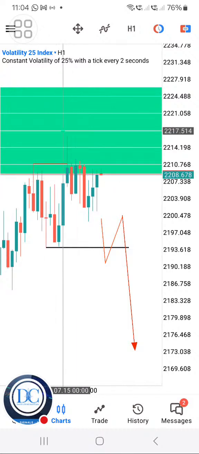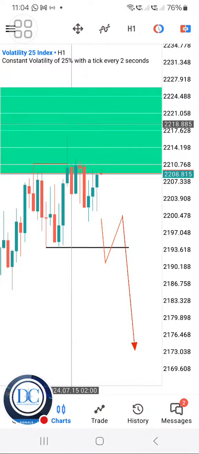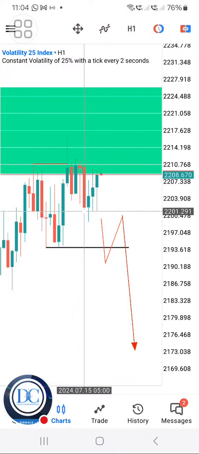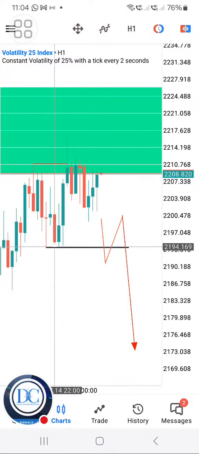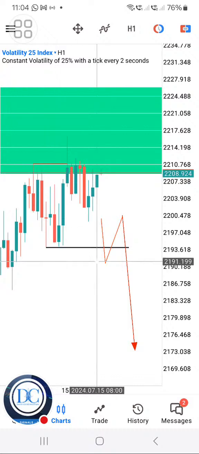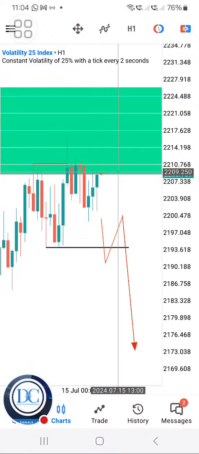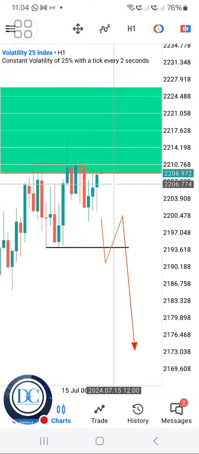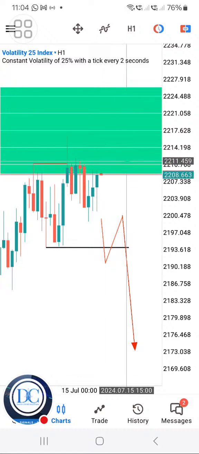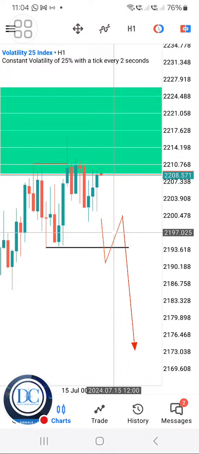This shows us that price has been rejected here, but it's not evident enough for us to pick a trade. What I would want to see is price taking out this low here, giving us a market structure shift or a change of character. Then price will push back, and there will probably be a fair value gap, or there might be an order block. Then I will use that order block for my entry.